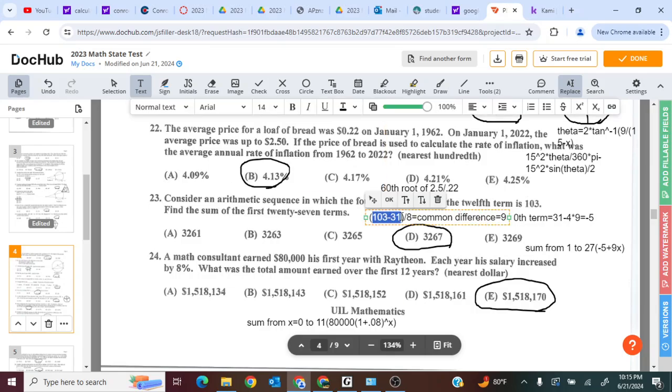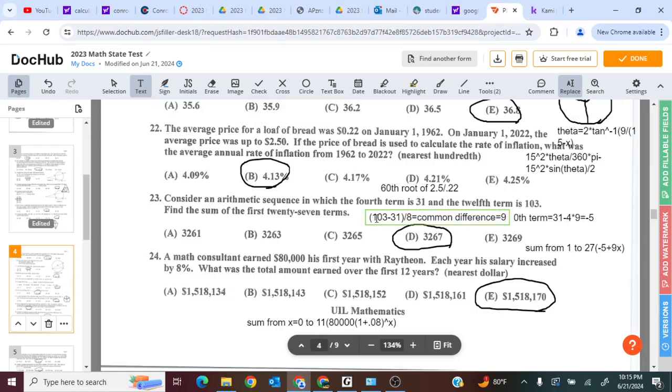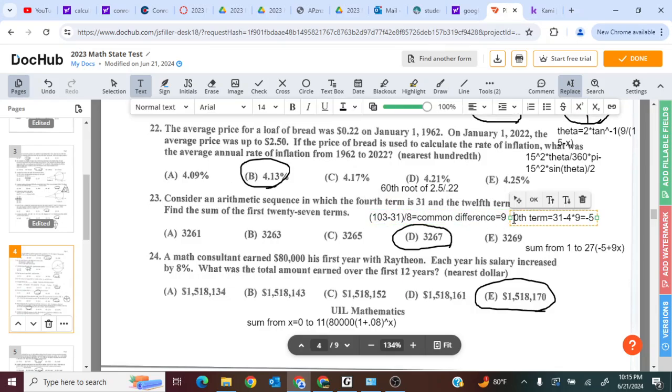So the change over the number of terms it took to get that change is 9, as given by this equation right here. Then you can find the 0th term by going back 4 terms, 31 minus 4 times 9, to get -5. And then you can do your summation from 1 to 27 of -5 plus 9x.